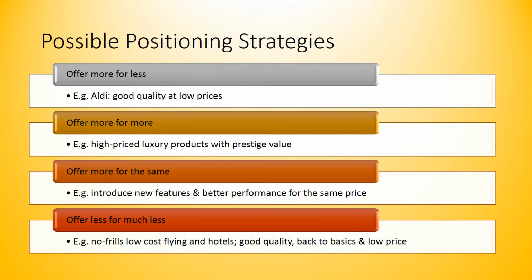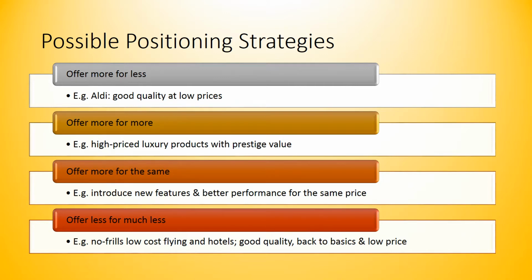Right? Now these are possible positioning strategies. So think about it this way. We could offer more for less. So we've got companies like Aldi who offer quite good quality, but at very, very low prices. They could offer more for more. So luxury products, think like Rolls-Royce, if you want to go to the extreme, where you would expect to pay quite a lot of money, but what do you get? You get a luxury car that is not going to break down with all sorts of added extras that you wouldn't get at a lower price car.